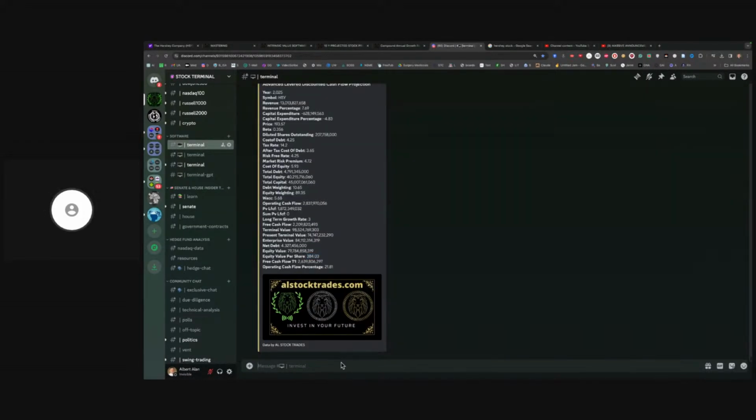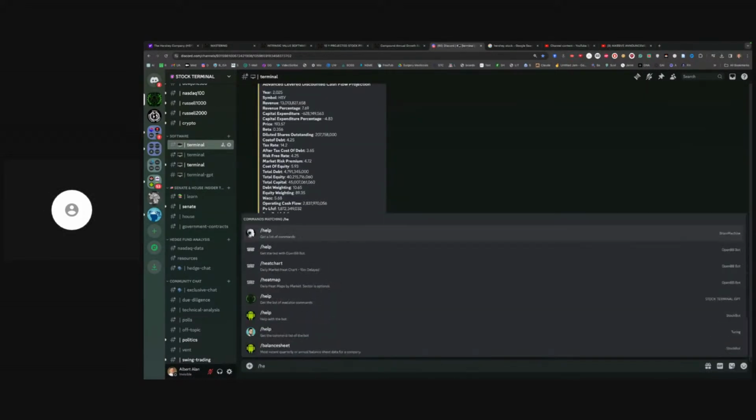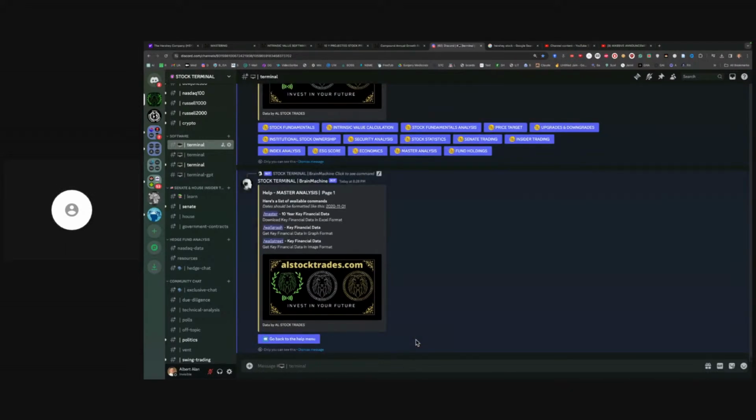We're going to go in and open up the help menu again. This time we need to get the data to be used for the mastering, right? The intrinsic value. So you're going to go ahead and press master analysis. Then you want to get your 10 years of key financial data. You can get it in Excel format, or you can get it in a table.